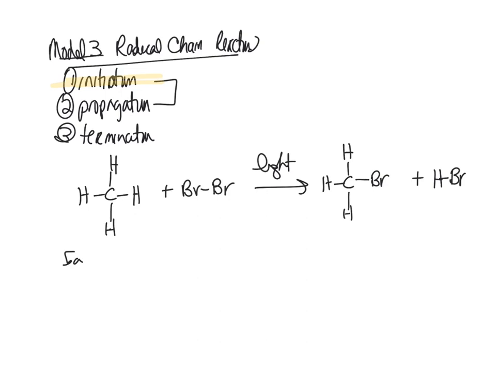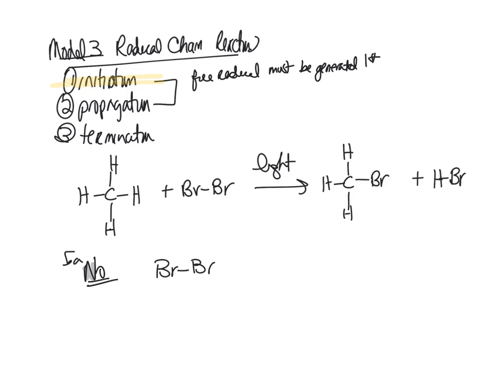Initiation involves generation of a radical. Are there any radicals present in the reaction shown in Model 3? No, no radicals are shown. If no radicals are present, what has happened chemically in order for the reaction to start? Okay, so that's your initiation step. A free radical must be generated first. Radicals are formed by homolytic bond cleavage when bromine is exposed to light or heat.